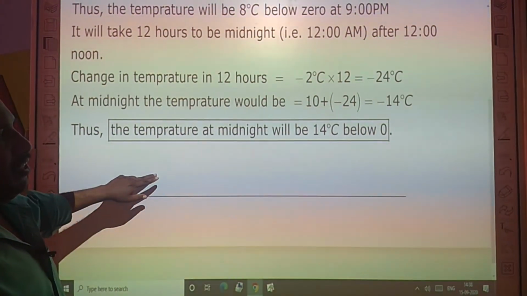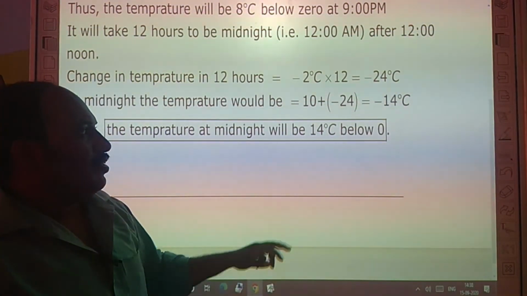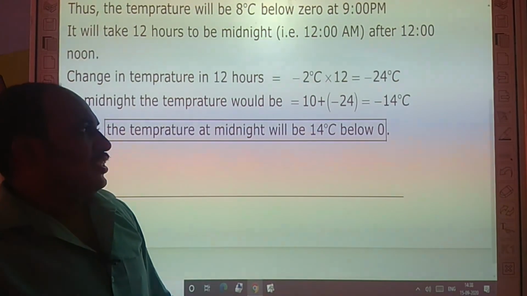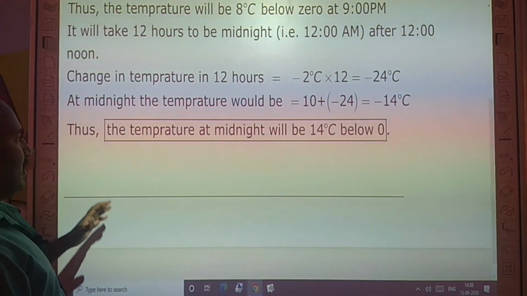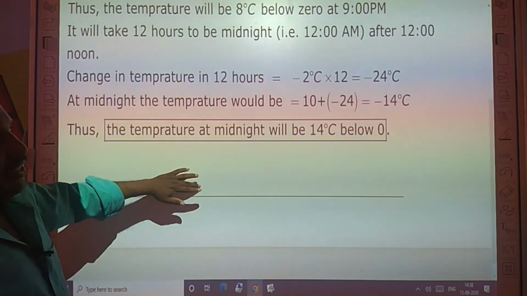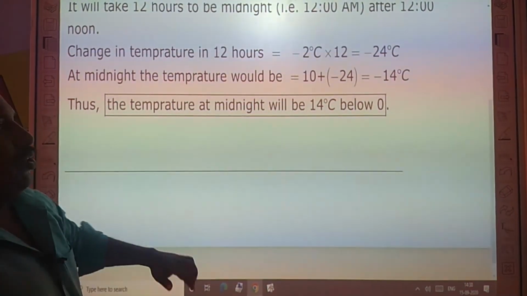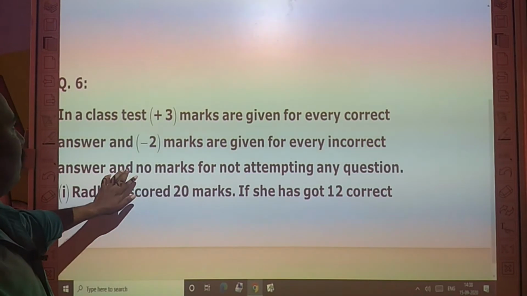Our midnight temperature is the already given 10 degrees Celsius plus the change over the total time, minus 24 degrees Celsius. 10 minus 24 is equal to minus 14 degrees Celsius. Thus the temperature at midnight is 14 degrees below 0.